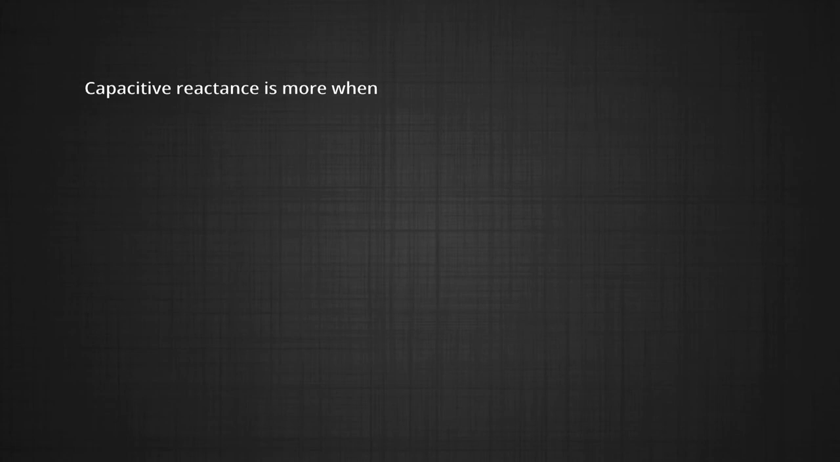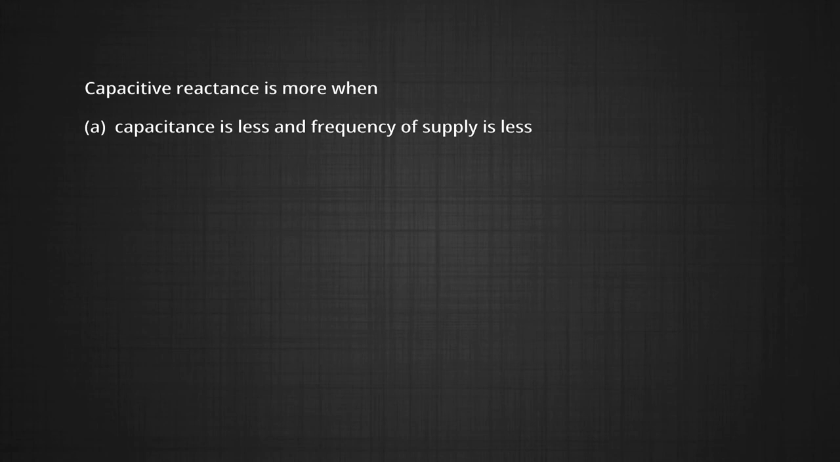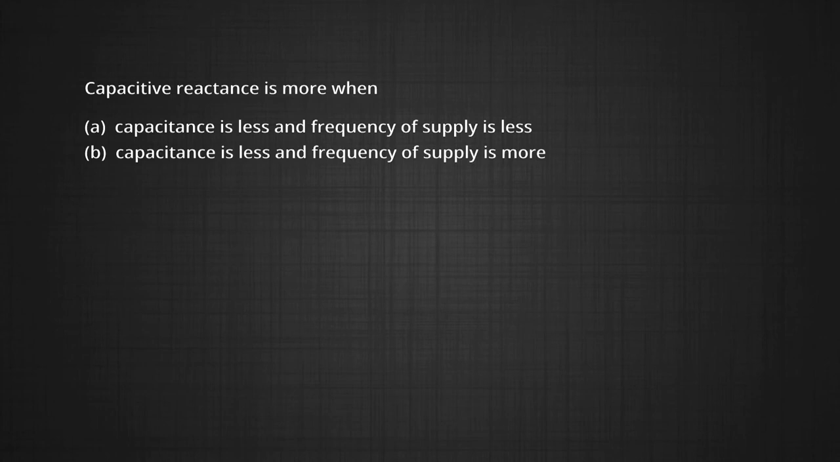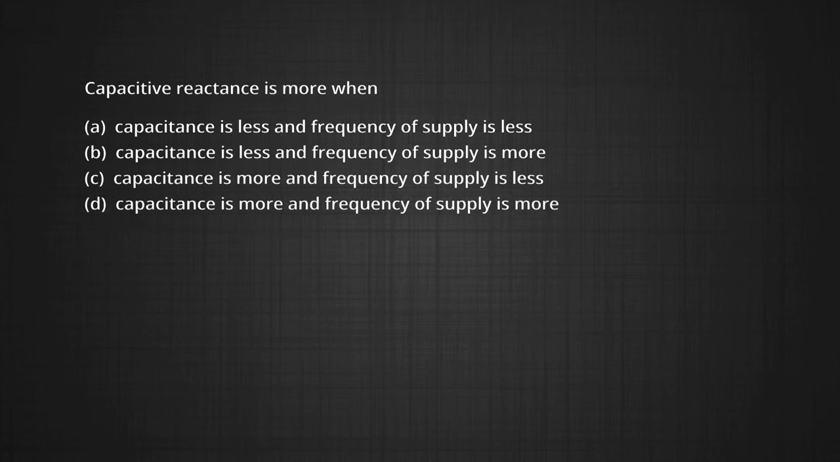One more question for you. Capacitive reactance is more when the capacitance is less and the frequency of supply is less. Capacitance is less and frequency is more. Capacitance is more and frequency is less, or capacitance is more and frequency of supply is more. The answer is capacitance is less and frequency of supply is less, meaning both must be less.